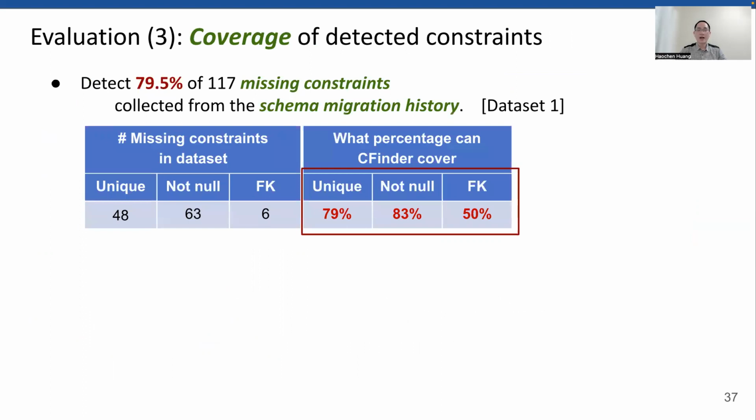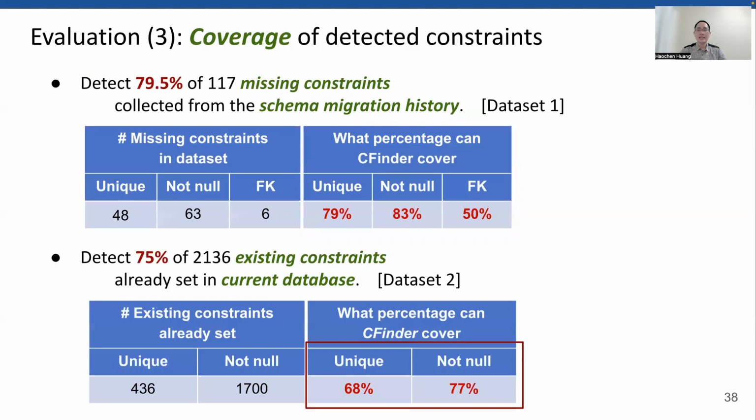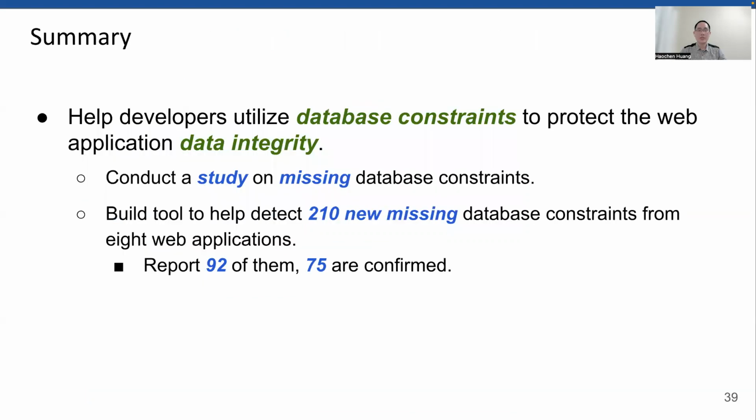We then evaluate the coverage. We have 2 different datasets. The first one is from our study, the missing database constraints from the schema migration history. It can detect about 80% of them. The second dataset is the existing constraint already set by developers in the current database, and we can detect 75% of them. To summarize, we help developers utilize database constraints to protect the data integrity of their web apps.